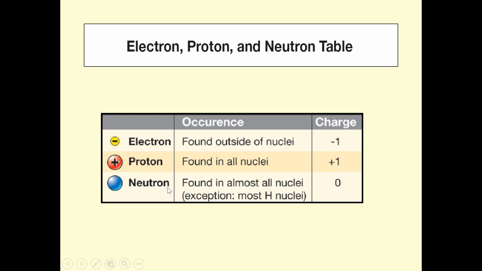Neutrons are in almost all of the nuclei, except most hydrogen nuclei do not have the neutron in there. They are a neutral charge, so we give it a 0. Okay.